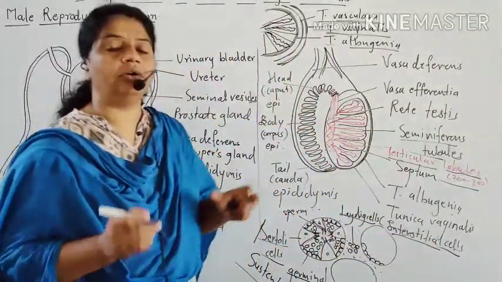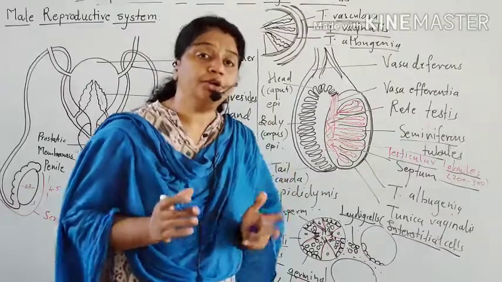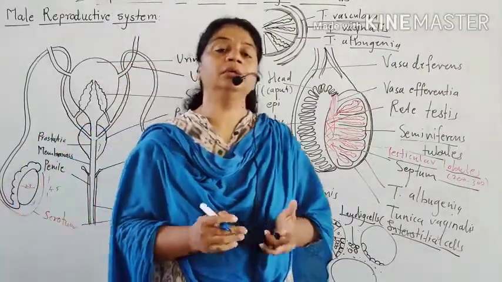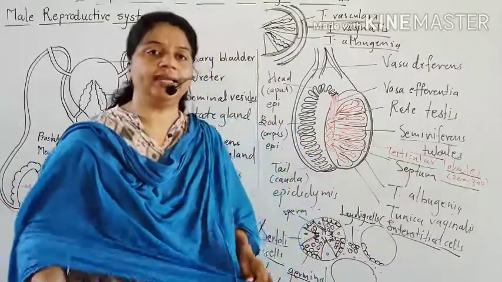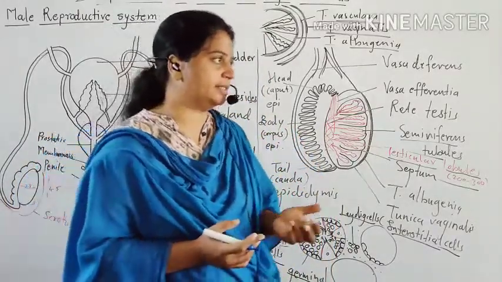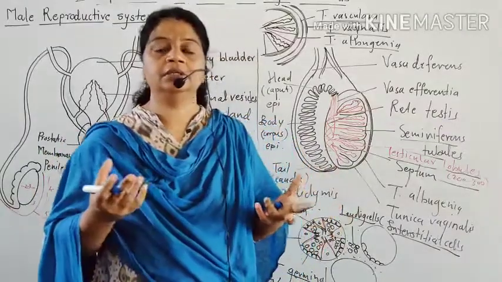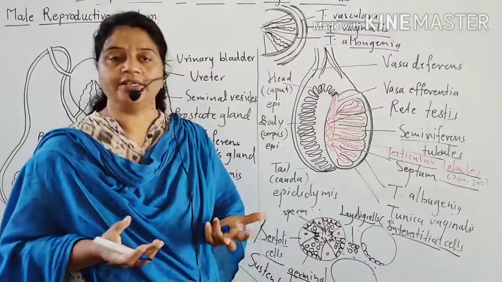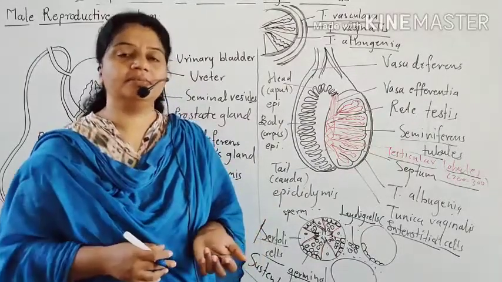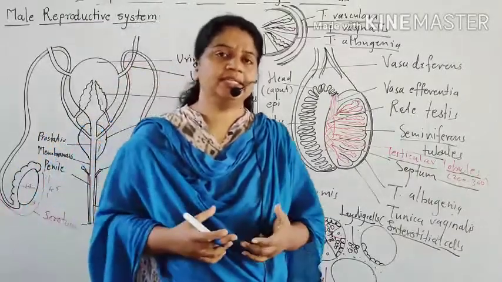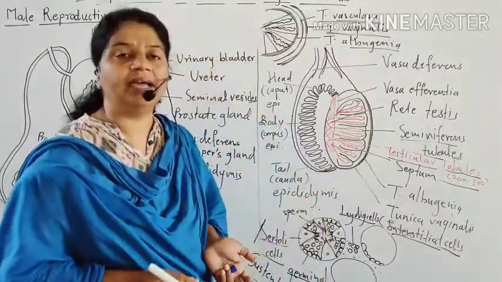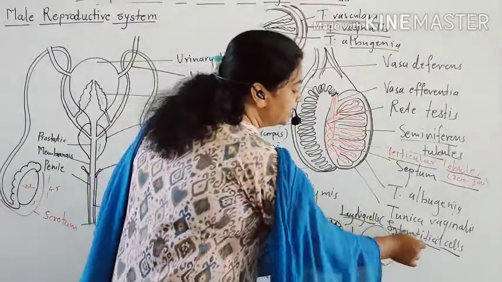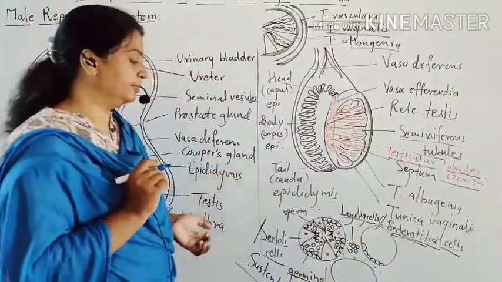These leydig cells or interstitial cells secrete androgen hormone or testosterone hormone. This testosterone hormone influences secondary sexual characters in males. Secondary sexual characters like mustache, beard or facial hair growth, axillary and chest hair growth, change in the voice, increase in the size of Adam's apple, aggressiveness, sex behavior, all these are controlled by this androgen hormone, testosterone, which is secreted by leydig cells or interstitial cells.